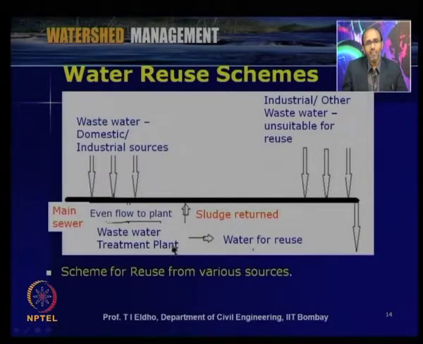Then after the treatment, we have to send that water for reuse, and from the treatment plant, say the sludge is returned back to the main sewer, which will again be mixed with other highly polluted wastewater, which is not suitable for reuse. Then all this mixture will be sent for further sewage treatment, and the treated effluent will be sent to natural sources like rivers, lakes or oceans.